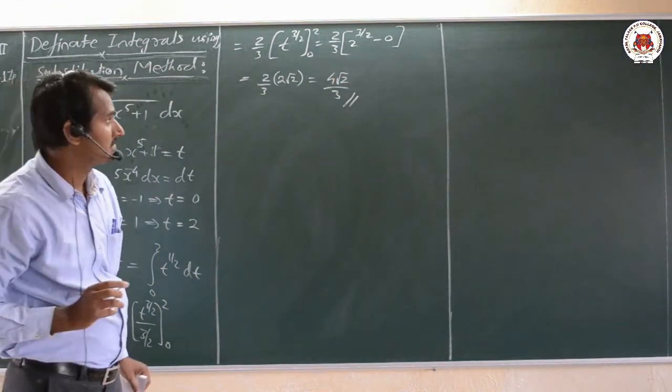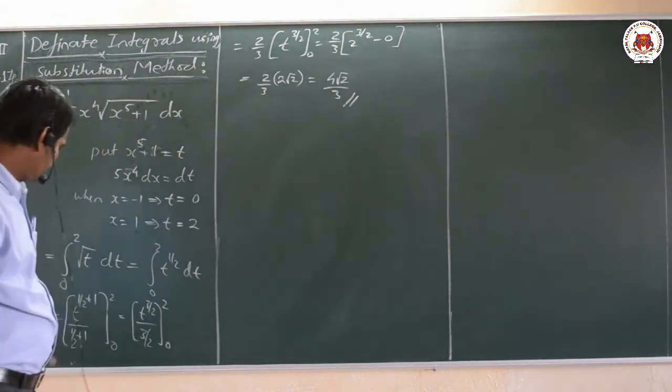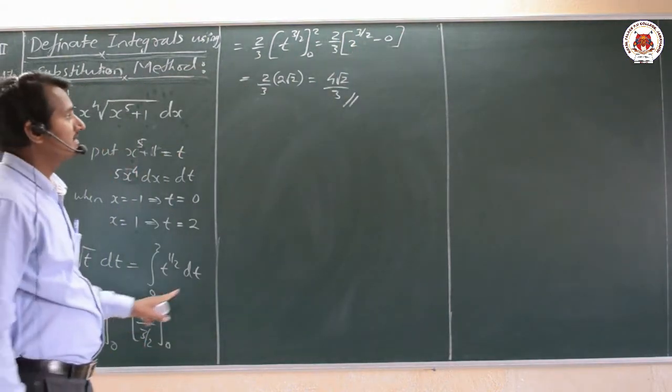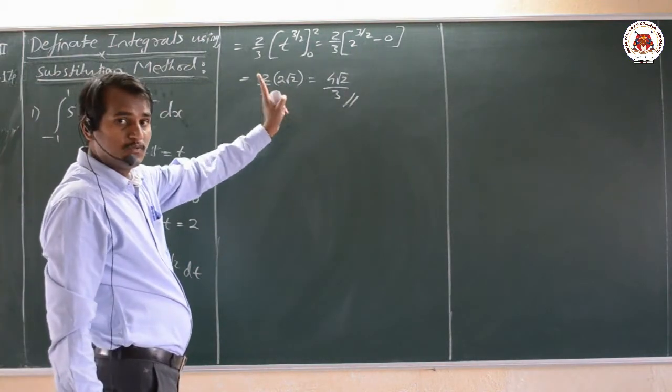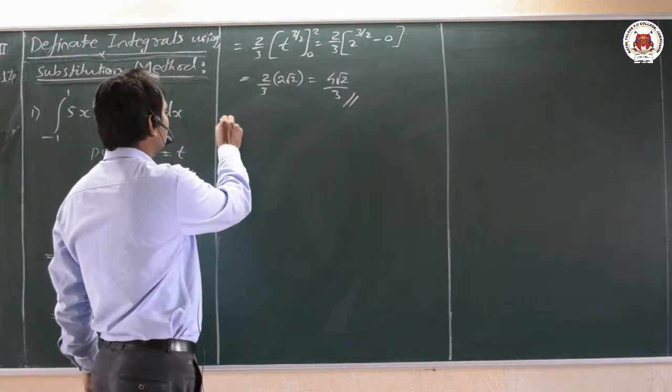Very simple example. Here 2 raised to 3 by 2 I can write as 2 raised to 1 plus half, where half means root 2 and 1 means 2 raised to 1. That I have solved. Okay, this is the first problem.